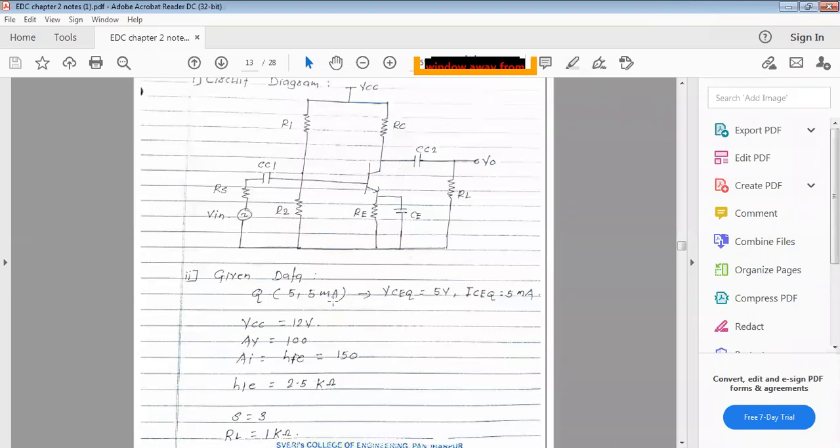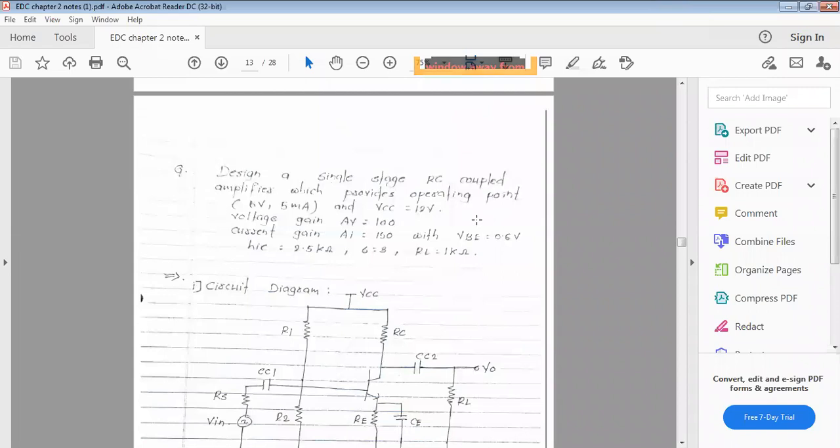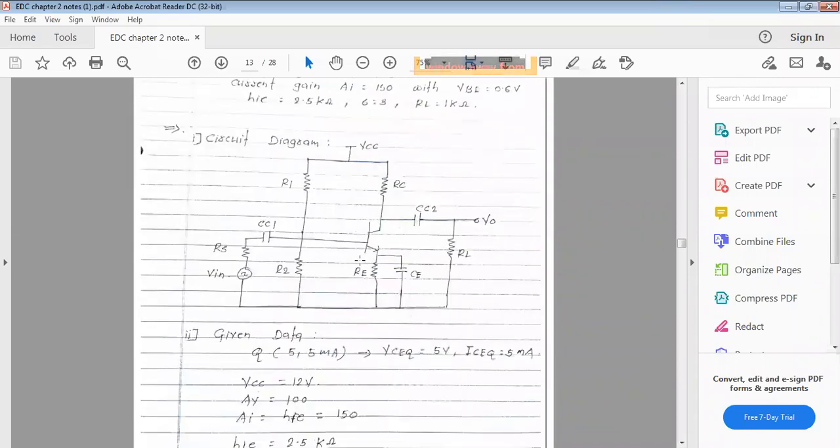And ICEQ, or IC, that is 5 milliampere. Okay, then what is given? VCC. What is the value of VCC given? That is 12 volt. Then what is given? Gain.